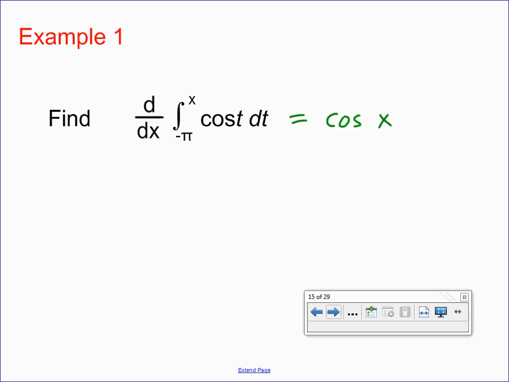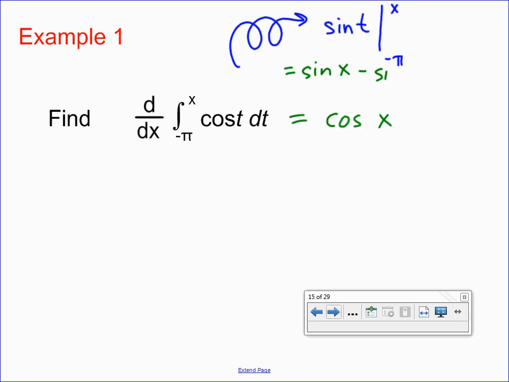This problem you could do the long way, right? We could do this the long way by going and finding an antiderivative function and evaluating it at the upper limit. The upper limit would be x, so sine of x, minus, evaluating it at the lower limit would be the sine of negative pi, which would be 0. And then I take the derivative of that. So when I take the derivative of this, I get the derivative of sine of x is, well, cosine of x. And so we could certainly do this the long way.